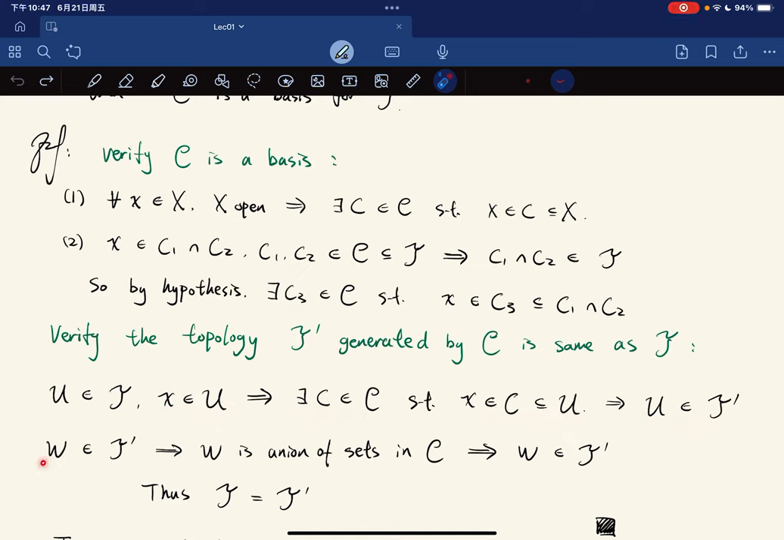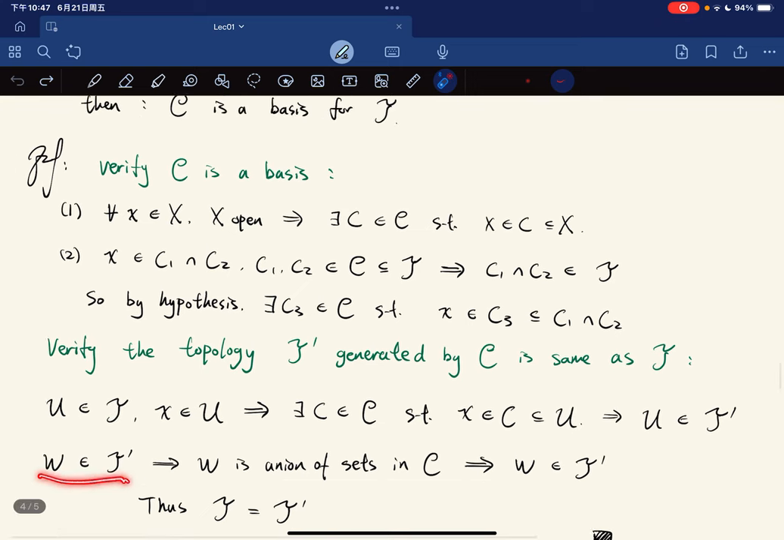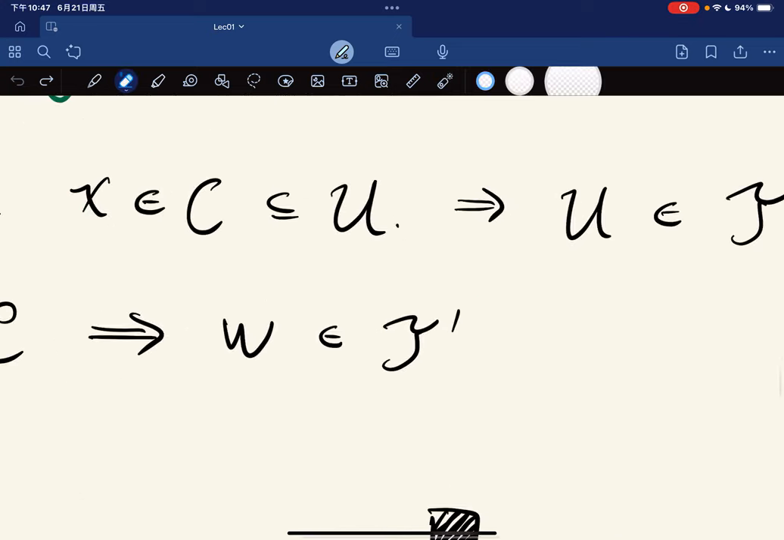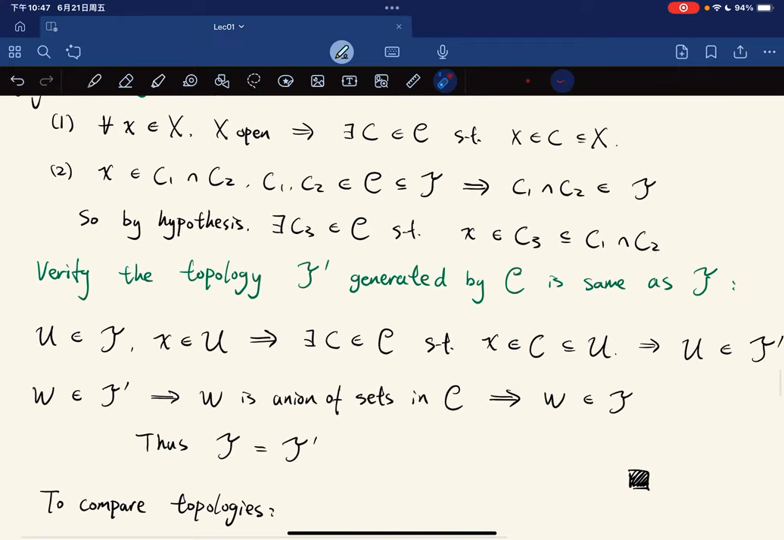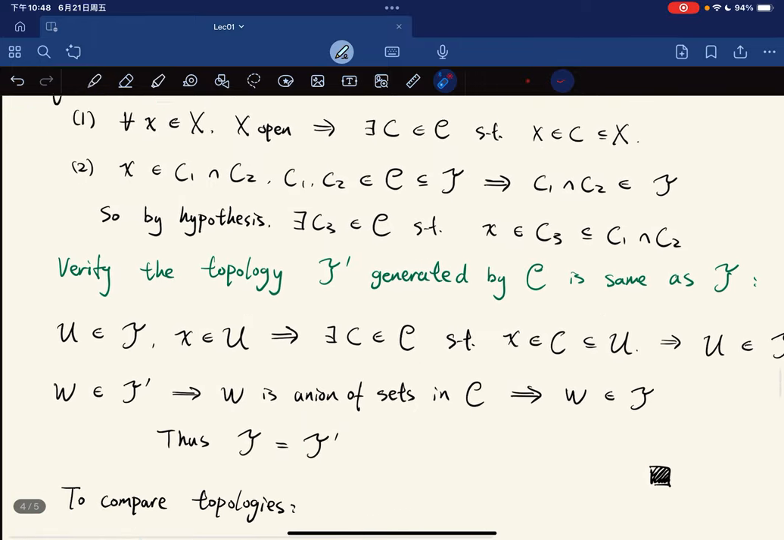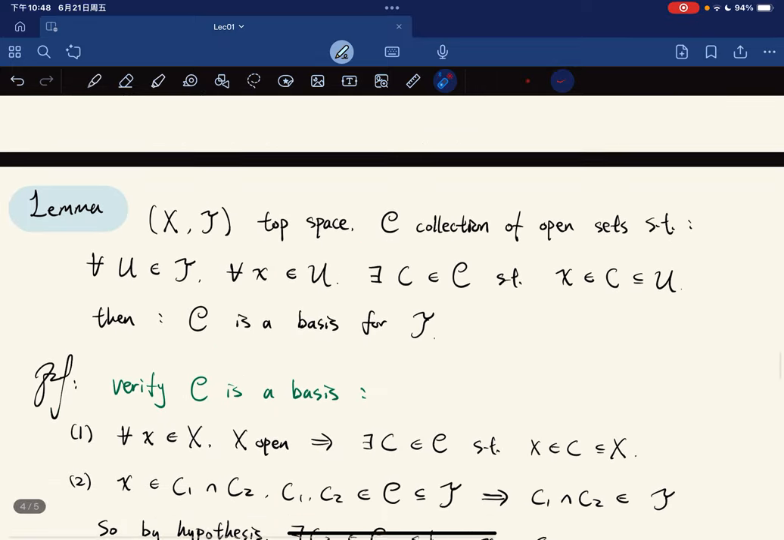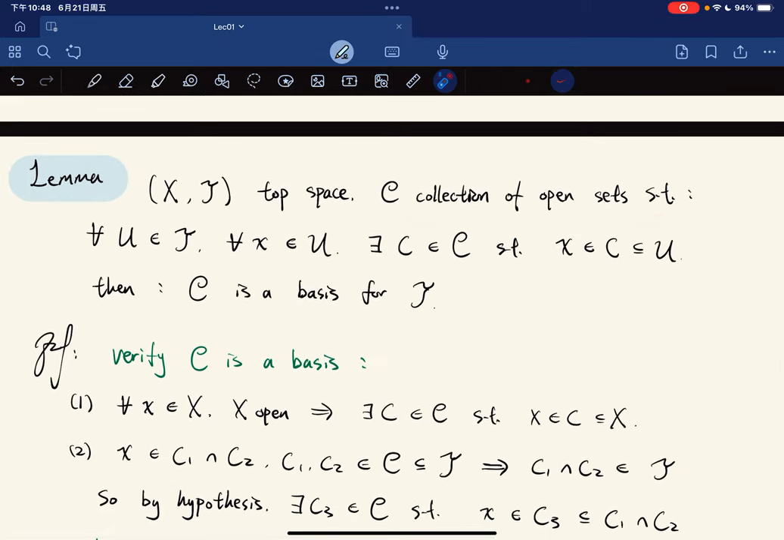And conversely, if you're in T prime, then it means that you're a union of sets in C. But the sets in C are open sets, so they're in T, and a union of them is open in the original topology. So, yes, exactly. Thus, they're the same. So basically, we have a condition for a collection of open sets to be a basis for the given topology.